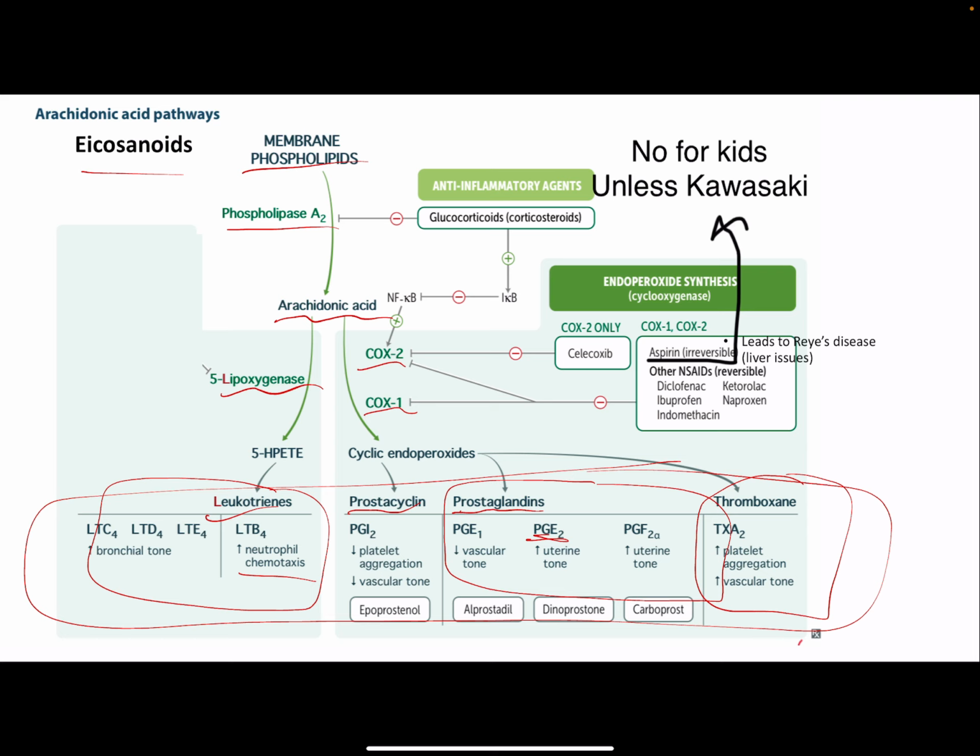So how do our drugs work? Glucocorticoids, like cortisol and prednisone, will inhibit this. So that stops the entire process. We don't get any of our eicosanoids. It also is going to inhibit NF-kappa B, which is a transcription factor which upregulates a bunch of inflammatory related genes. Then we have our NSAIDs. NSAIDs like ibuprofen are going to be reversible. These are non-specific. This is COX-1 and COX-2.